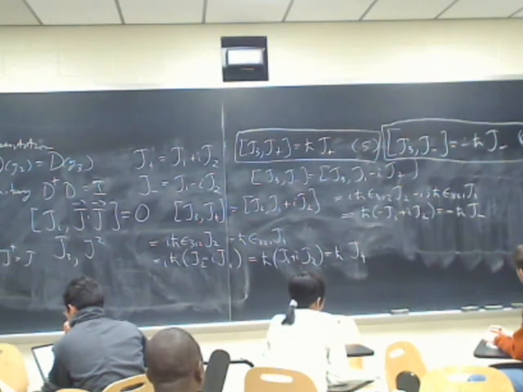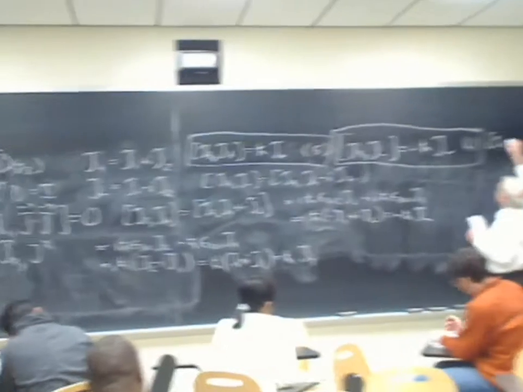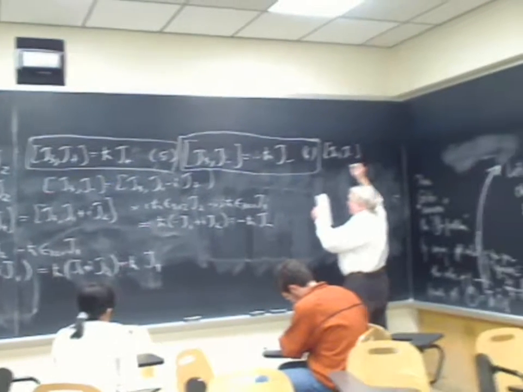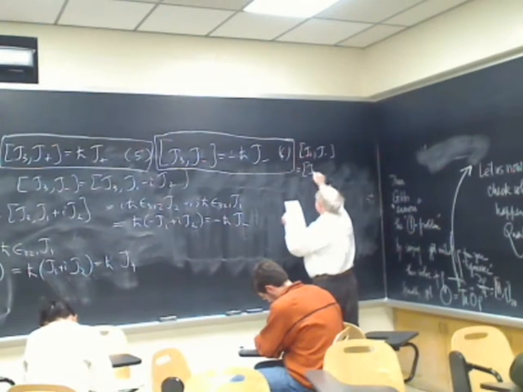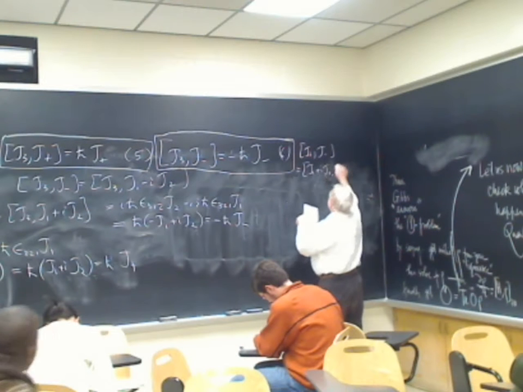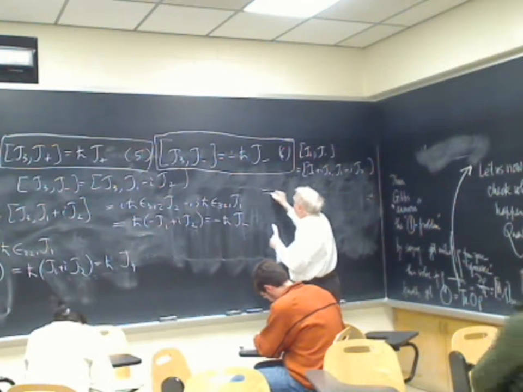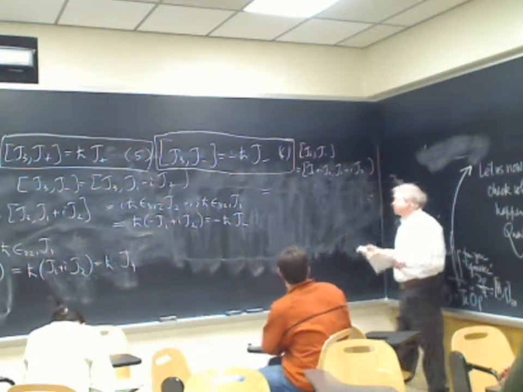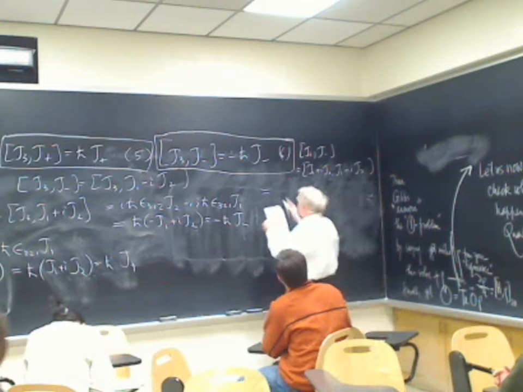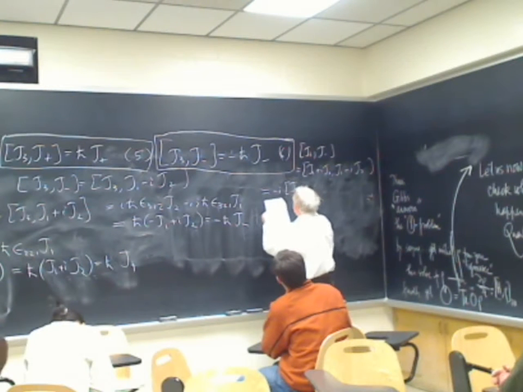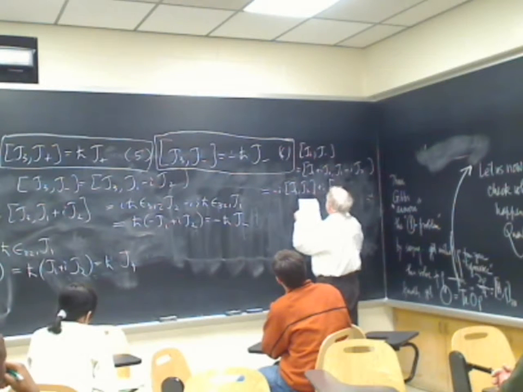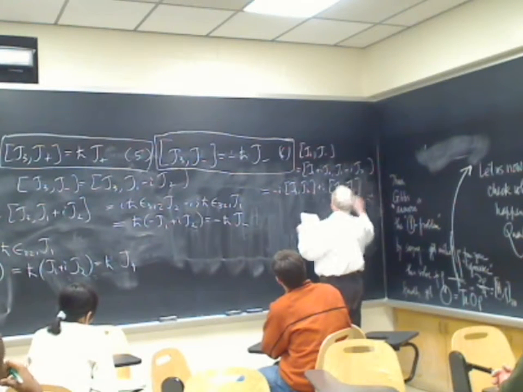Now, theorem 3 is the commutator of J plus with J minus. This is equal to J1 plus iJ2 with J1 minus iJ2. Now J1 commutes with J1, J2 with J2, so what we really have here is minus i the commutator of J1 with J2, plus i the commutator of J2 with J1.